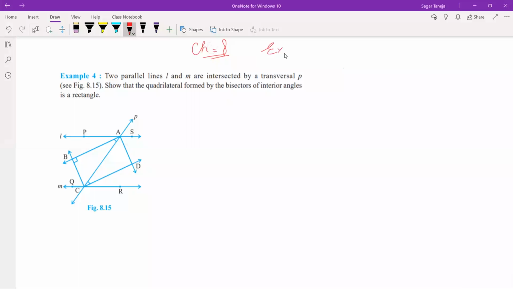Today some examples we are going to discuss. Out of those examples, the first which we are going to discuss is example number 4. Take out your notebooks and start writing these questions. Yes, write it down.